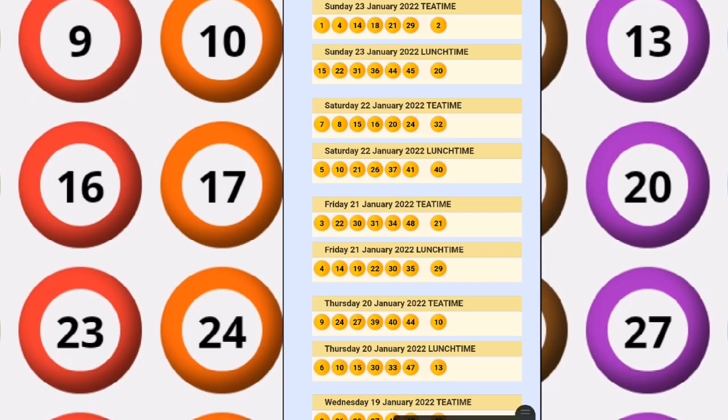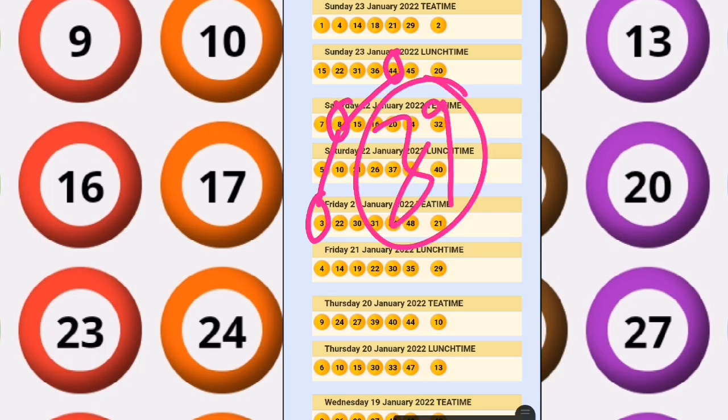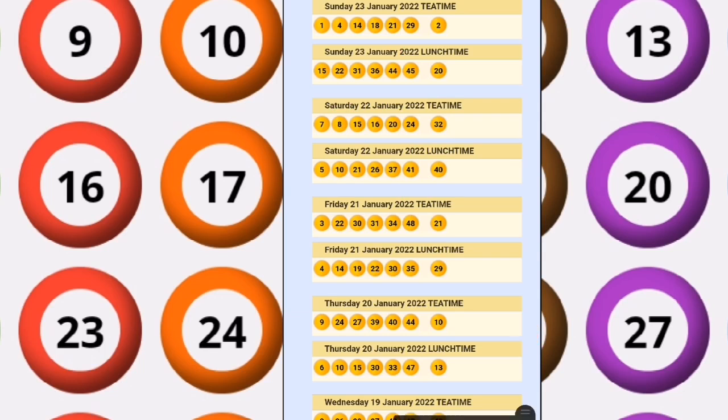So guys, we have this number here. We have 44 here, we got 8 here, and we have 3 here. These numbers connect to each other, so we should be expecting 39 to drop. And also check your wheel of fortune and get the numbers from there as well.